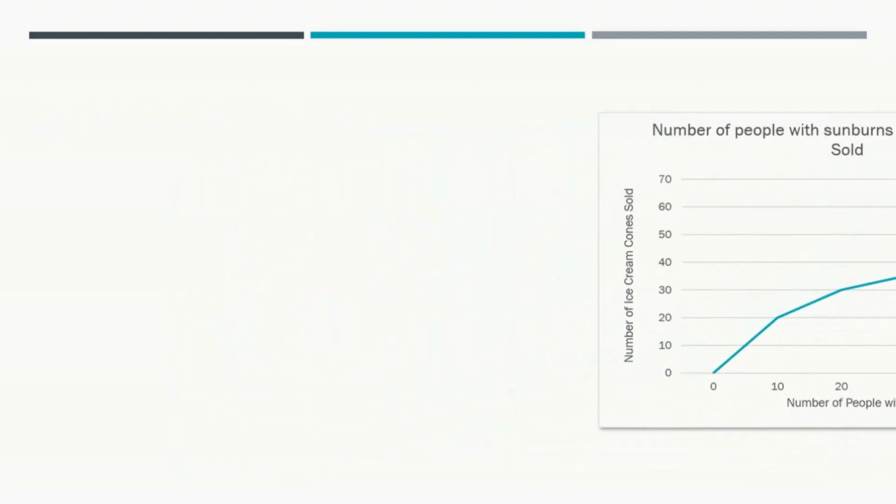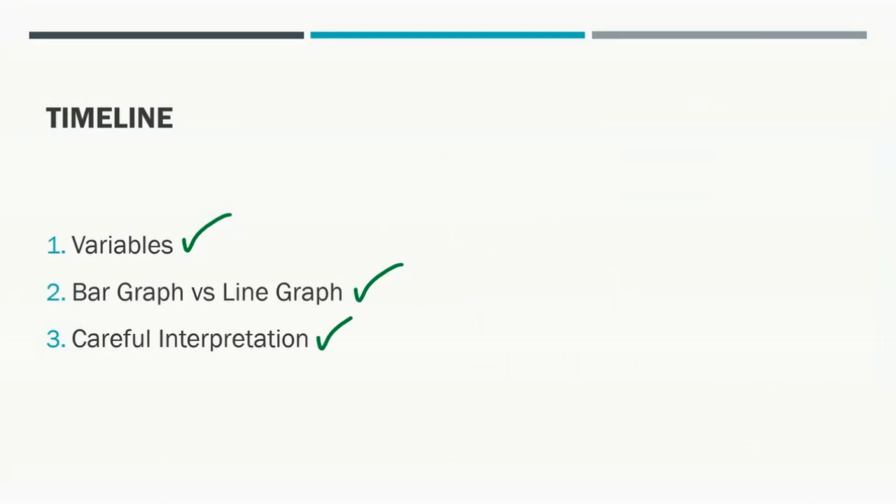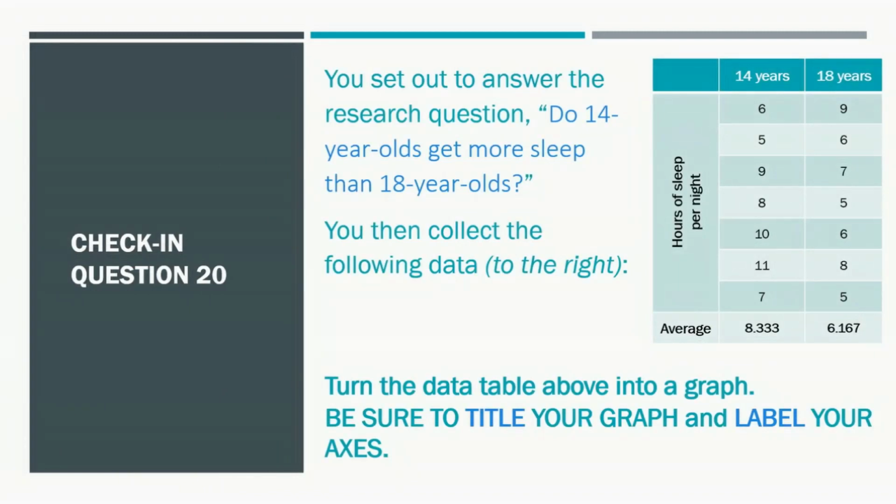All right, well, awesome work today. Let's wrap up with some practice. Check-in number 20. You set out to answer the research question, do 14-year-olds get more sleep than 18-year-olds? You then collect the following data shown to the right. Now turn the data table above into a graph. Be sure to title your graph and label your axes.